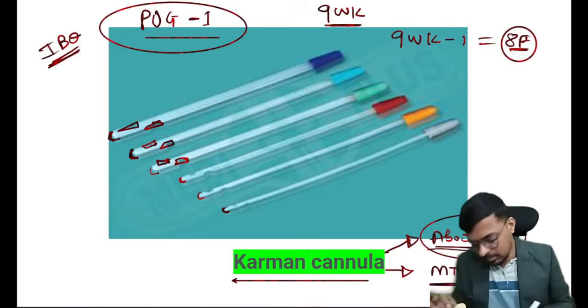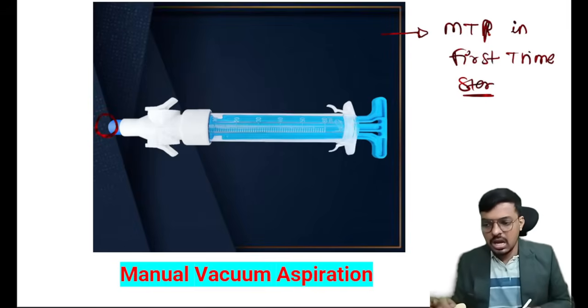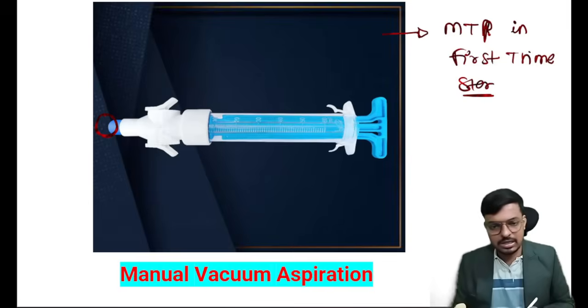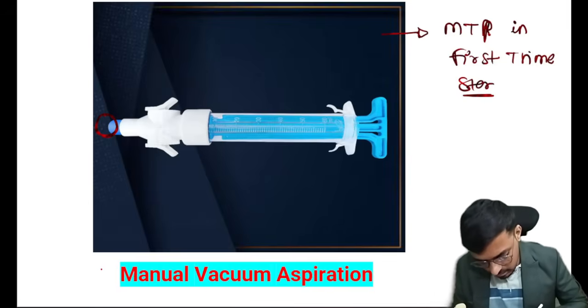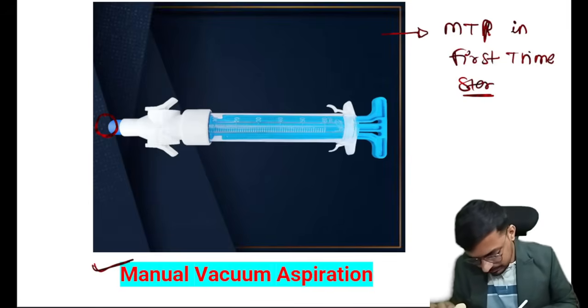We attach this Karman cannula to this particular suction syringe, insert it inside, and suck out the products of conception. This is how medical termination of the pregnancy is done using manual vacuum aspiration. Hope it is clear. And this is the Hegar dilator.